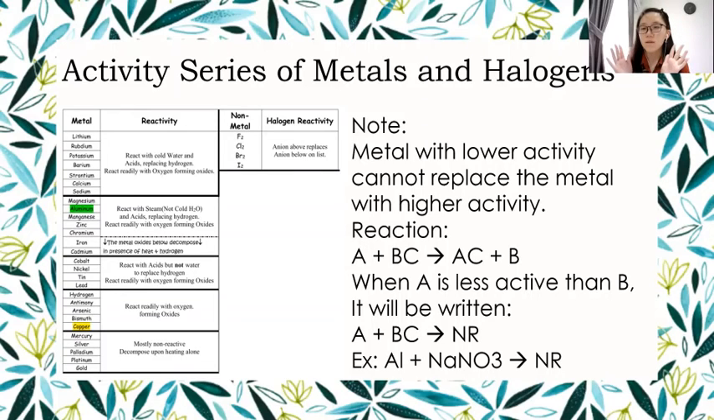For the reaction, for example, A plus BC is supposed to yield AC plus B. But when A is less reactive than B, it will be written as NR, no reaction. So the example is aluminium added with sodium nitrate is no reaction. As you can see on the list, sodium is in a higher place than aluminium, so the aluminium cannot replace sodium. Sodium is in the first group and aluminium is in the second group, so it's not feasible.